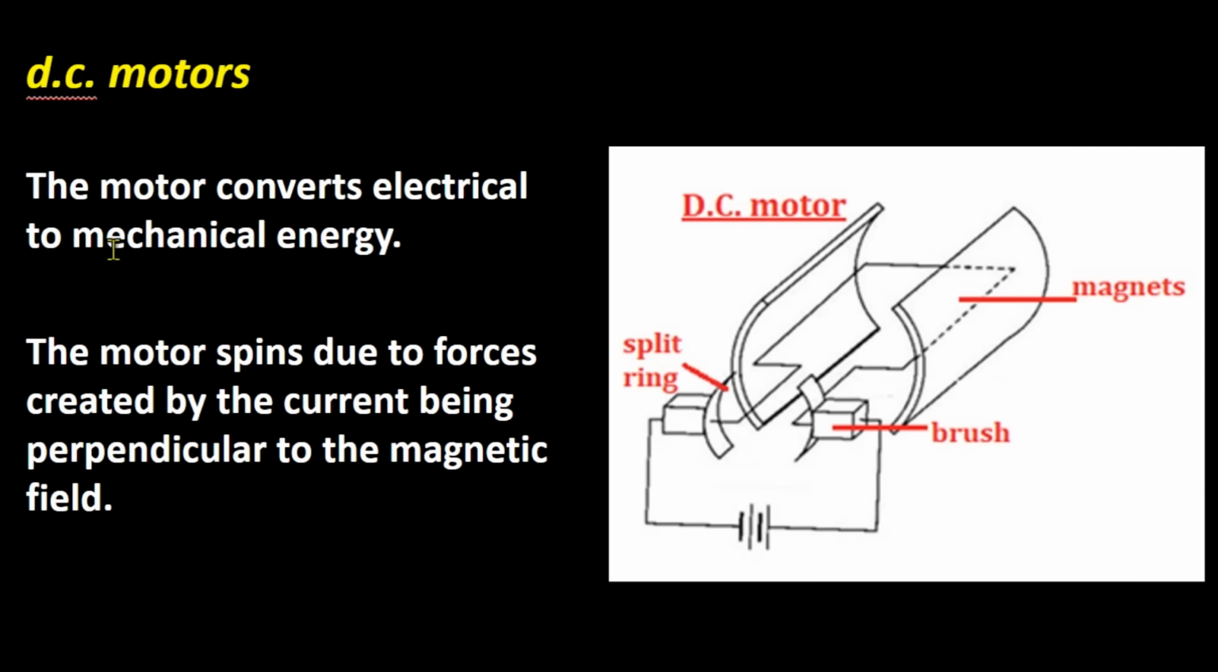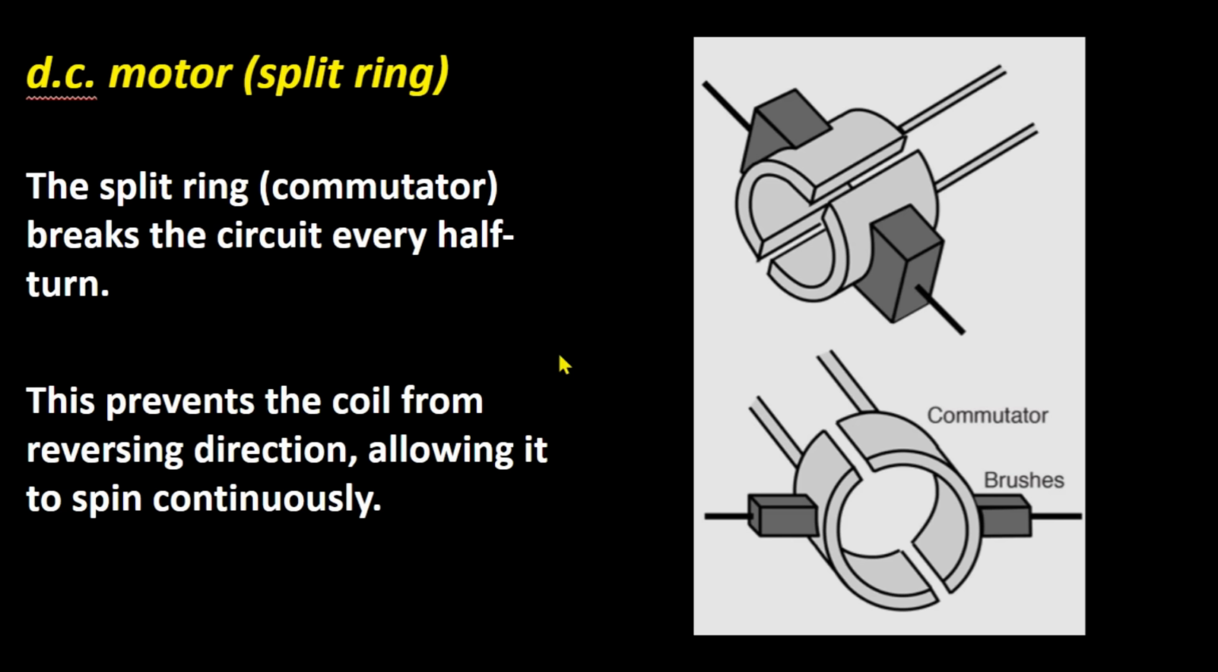DC motors convert electrical energy to mechanical energy. Basically, it takes current to make something spin. So the motor spins due to forces created by the current being perpendicular to the magnetic field. In DC motors, we have a split ring or commutator, and what this does is that it breaks the circuit every half turn. This prevents the coil from reversing the direction and allows it to spin continuously.